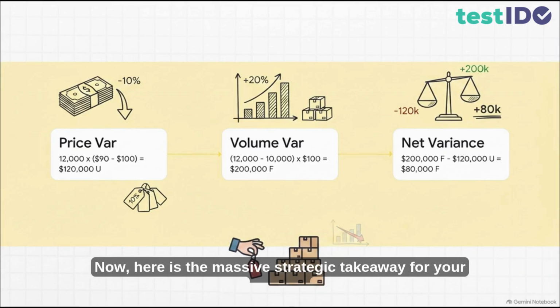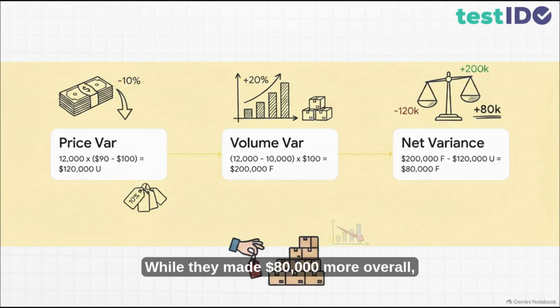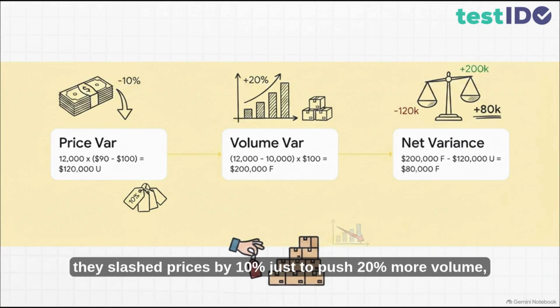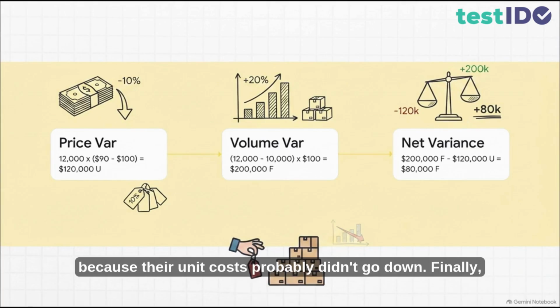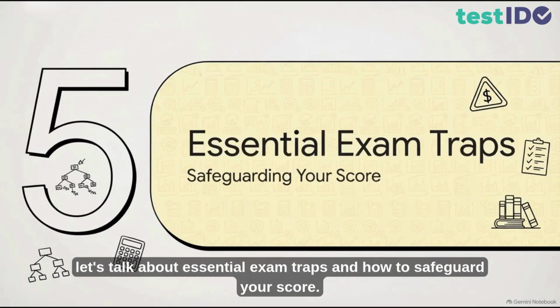Now, here is the massive strategic takeaway for your essays. While they made $80,000 more overall, they slashed prices by 10% just to push 20% more volume, which means their gross margin percentage likely dropped significantly because their unit costs probably didn't go down. Finally, let's talk about essential exam traps and how to safeguard your score.